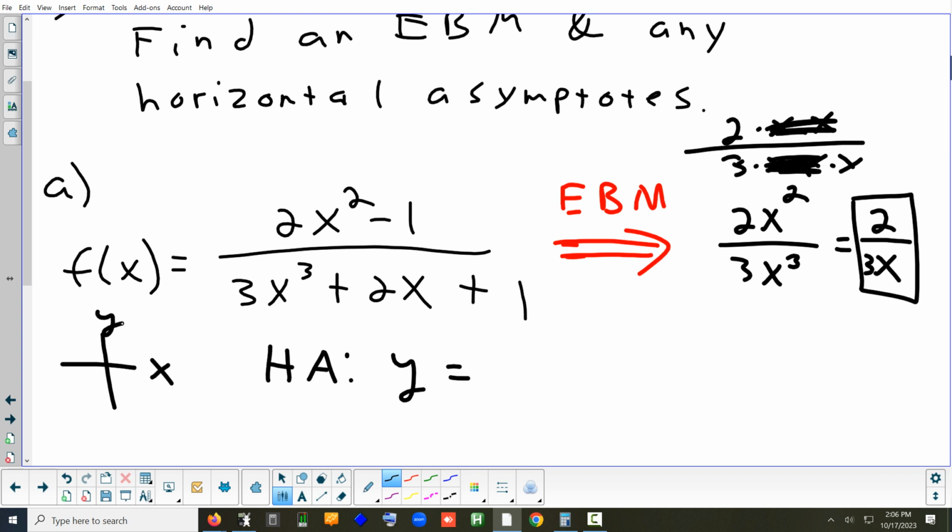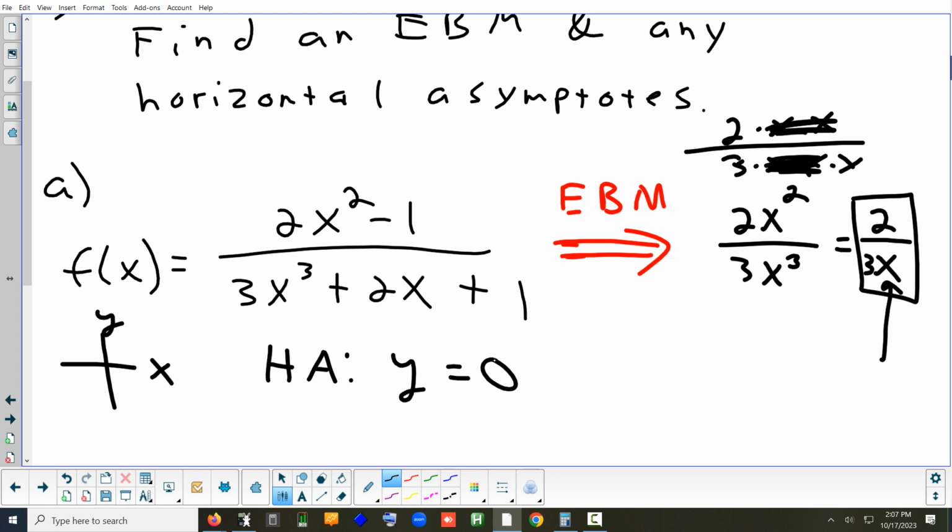Well, we don't really need a picture if we have an EBM. We can look at this. As x heads further and further to the right, it's going to get bigger and bigger. So imagine plugging in a really big number for x right there. Let's say we're at like 1 million. What's 3 times 1 million? 3 million. And if you take 2 and divide it by 3 million, what kind of number do you get? Pretty small. Pretty close to what number? 0. That's your horizontal asymptote.